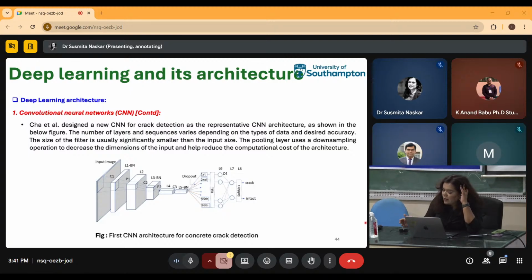And once that is done, we use fully connected layers to get all the data into one place, right? Those are the L6, L7, L8, where we create all the fully connected layers. And once that is done, we go to the output layer. The output layer will give you two types of results, whether there is some crack or there is no crack. And that's how it generally works, right?